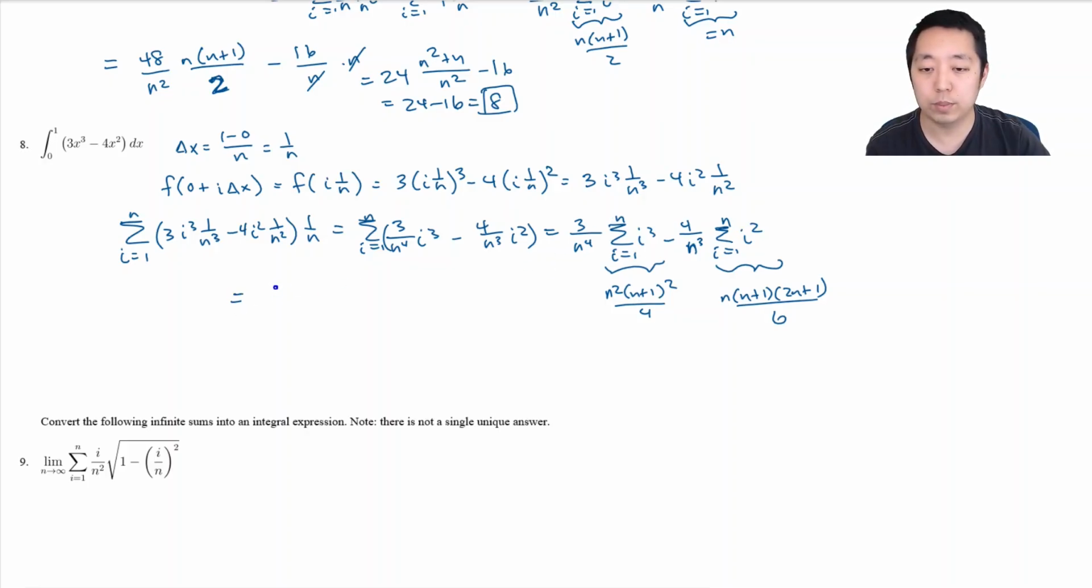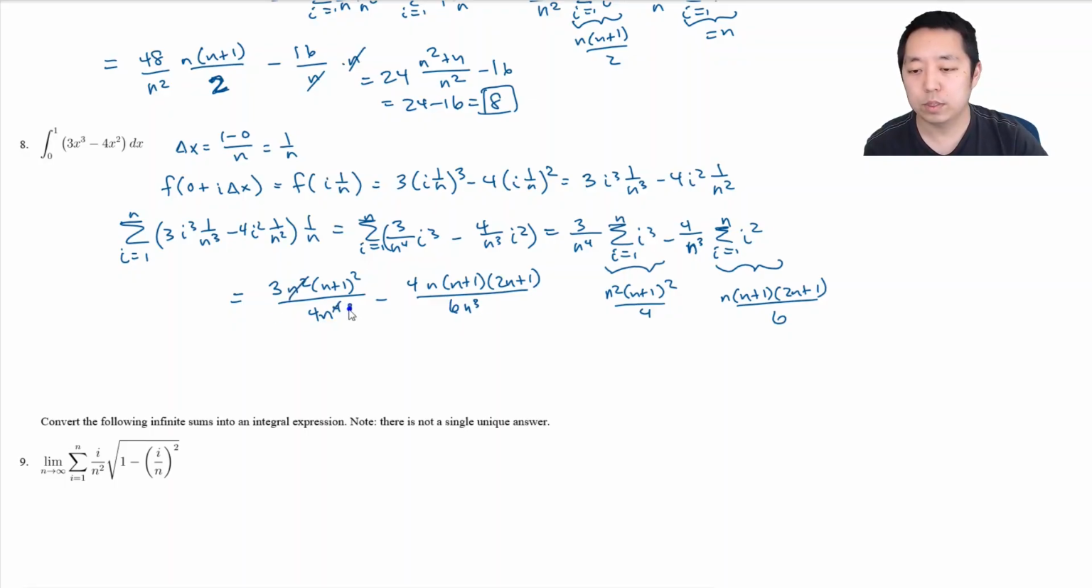So now my sum becomes 3n squared n plus 1 squared over 4n to the fourth minus 4 times n plus 1 2n plus 1 over 6n cubed. And I'm going to cancel this to become squared and cancel one of these to become squared. And so this becomes, pulling out the constant in front, 3/4 n plus 1 squared over n squared minus 4 over 6, which is really 2 over 3, n plus 1 2n plus 1 over n squared.